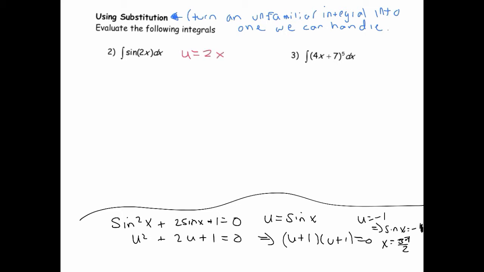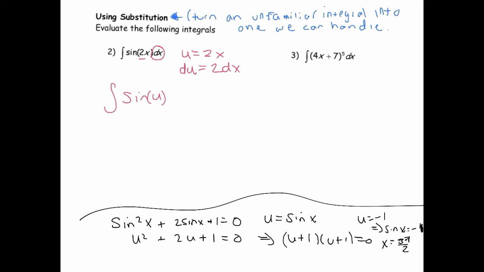And that's going to take care of this 2x. It's important that we also replace the differential. And the way we do that is we just take the derivative of both sides of this equation, u equals 2x. So the derivative of u, we're going to use the differential du. The derivative of 2x is 2 dx. And now we make a full substitution. So this is going to be now sine of u. dx also needs to be replaced with the differential du.